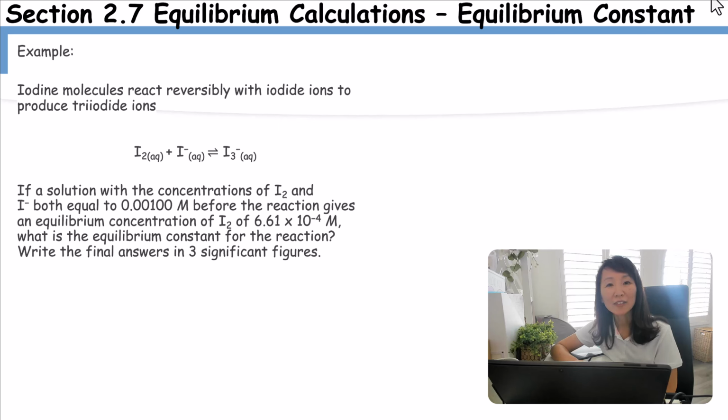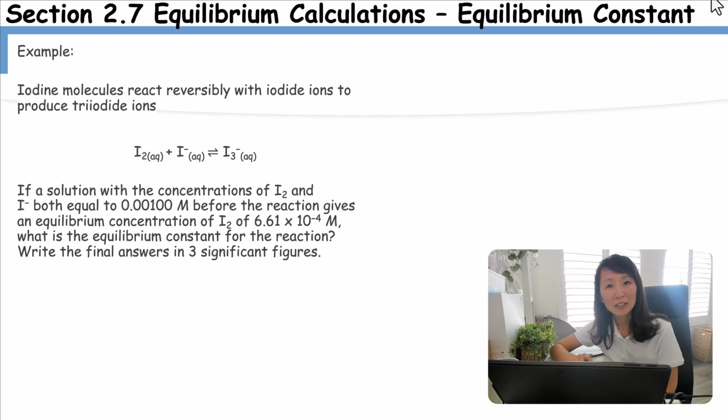We're going to dive into more complicated equilibrium calculations. This particular section will have calculations after calculations, examples after learning checks, and then examples again and learning checks. That will be the pattern for this section. So let's go ahead and dive in.